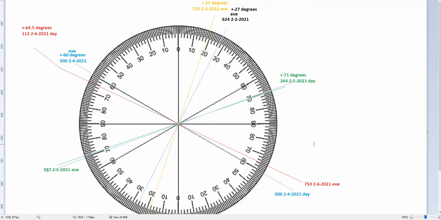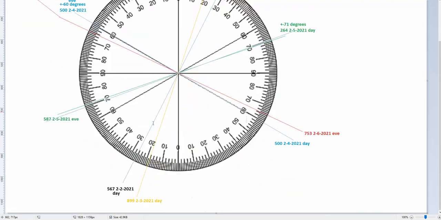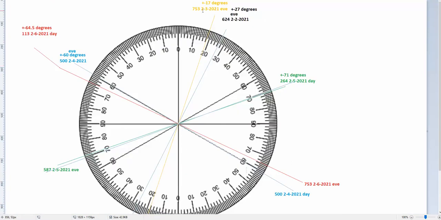Okay, on the third we had 899 was the day draw, 753 was the evening draw. Okay, that's plus minus 17 degrees, somewhere around in there. 12, 14, 16, 18, 19, somewhere around in there. Somewhere around 17 degrees, 18. Okay, but now we're starting to see a little bit of a pattern here.